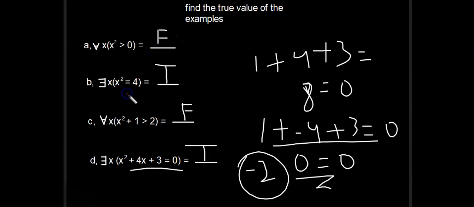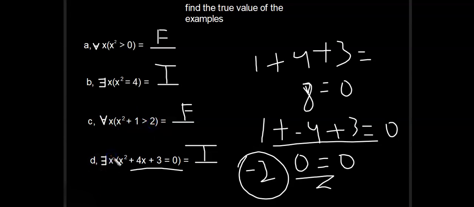What about this one? This one says that there is one number that can make the statement true, and there is, and that number was two. So what about C? It says that for all of them, this statement is true, but it cannot be true when I substitute 1, because 1 times 1 is 1, 1 plus 1 is 2, and 2 is equal to 2. So this statement became false, because I found a number that can make this statement false.